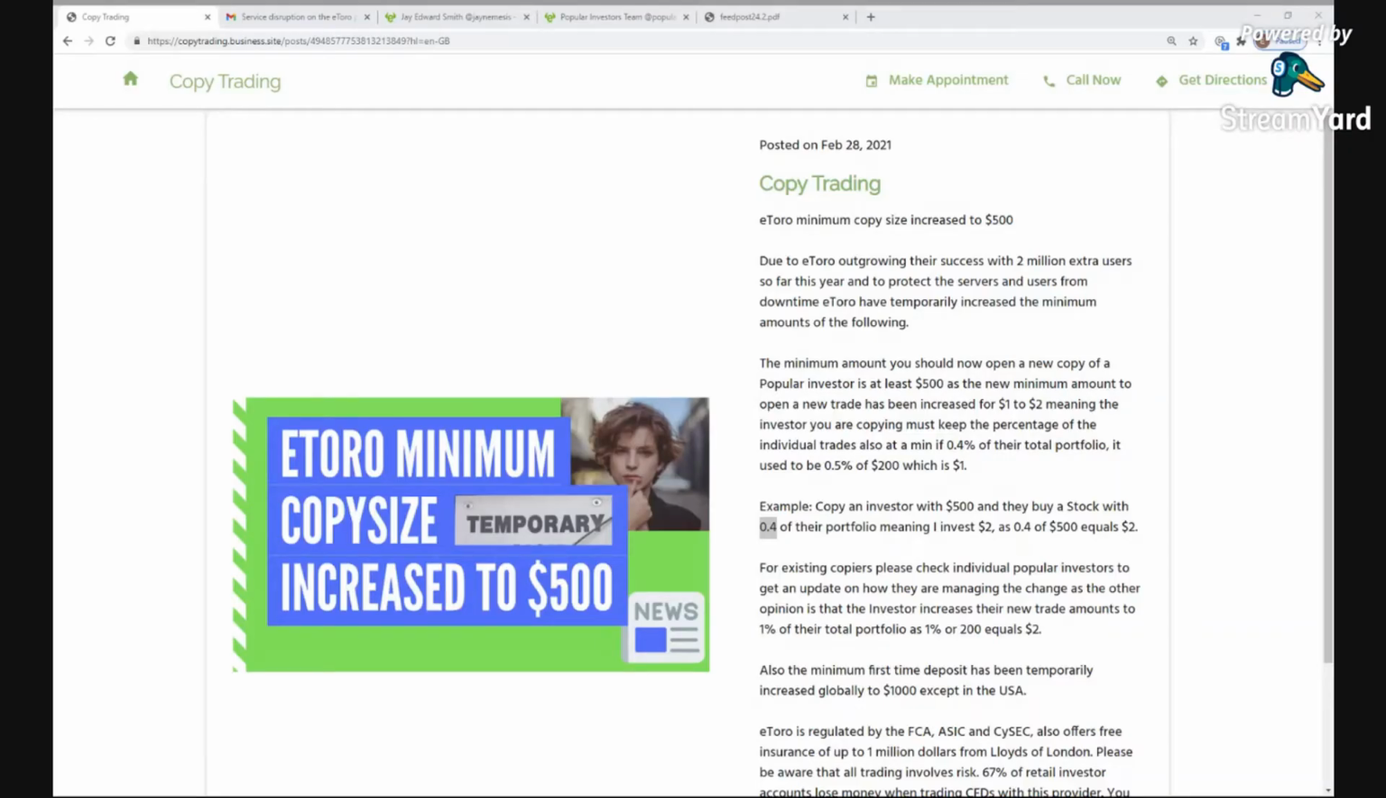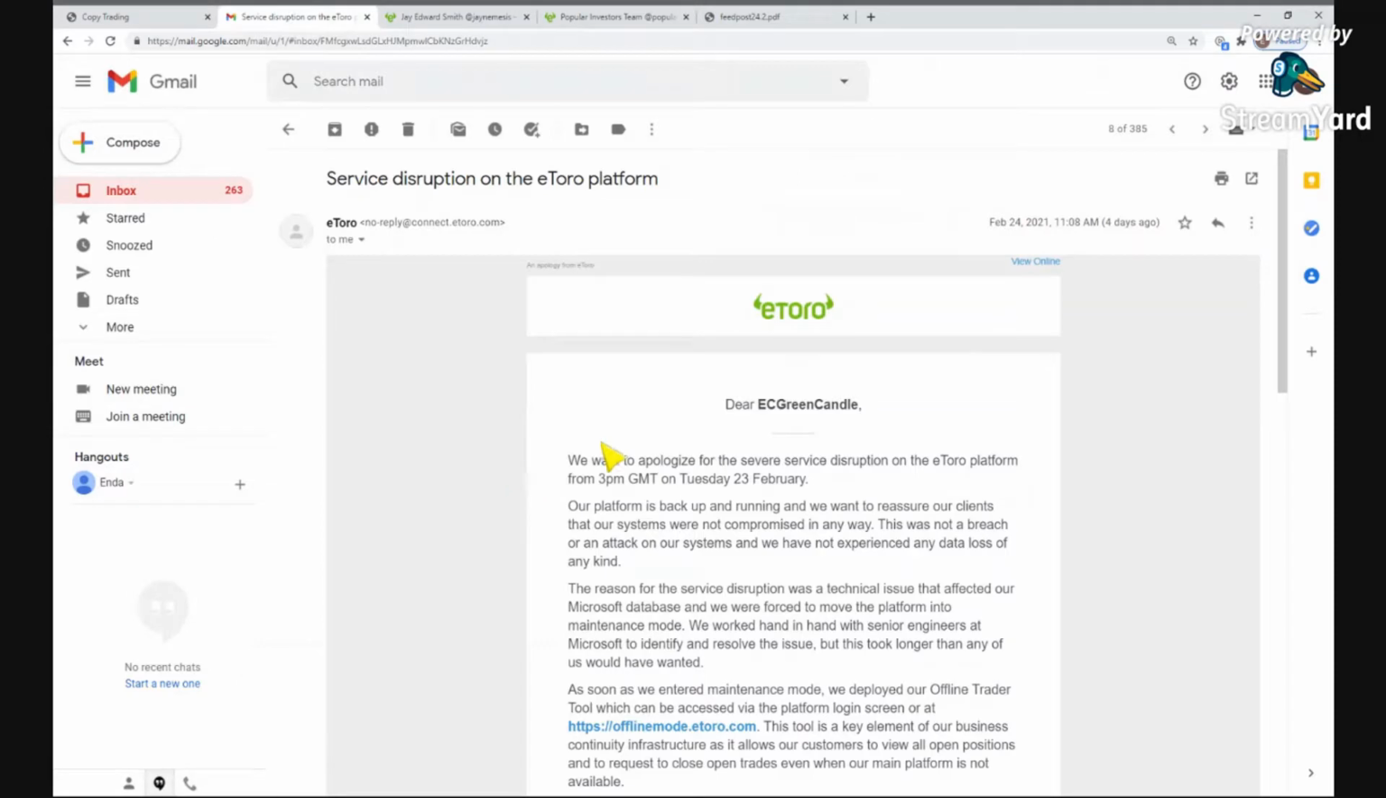Today's video is called eToro's minimum copy size increased to $500. Okay, guys, I took a week off, and what a week this has been. I moved apartment last Saturday, but there was, as everyone knows, a disruption last Tuesday. eToro sent out an email to apologize. So the system went down.